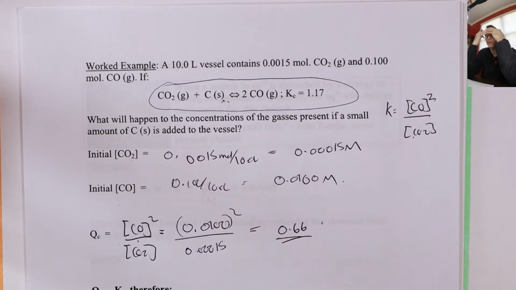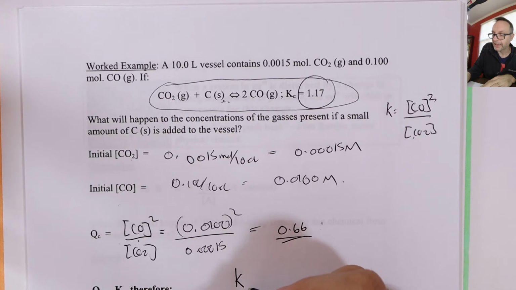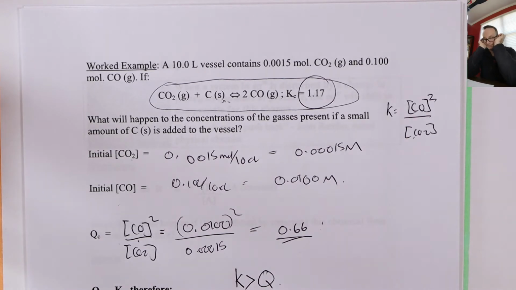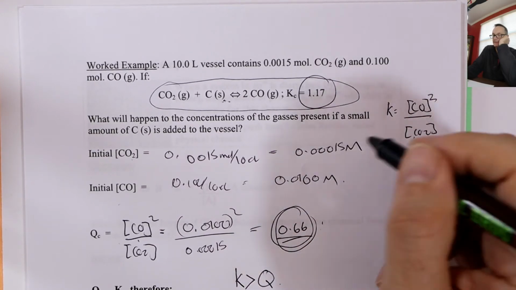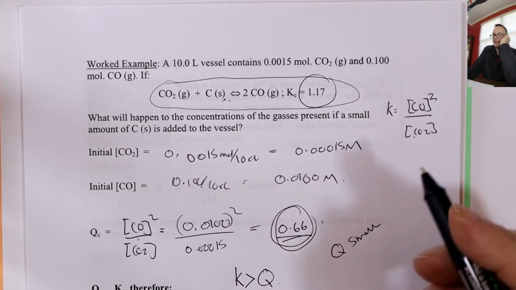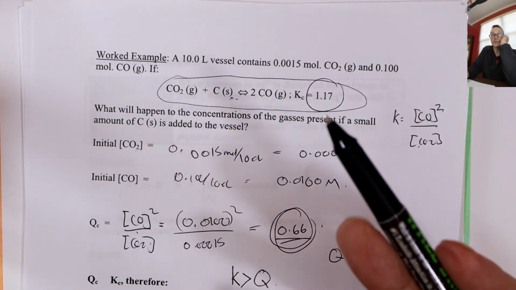Now, who's bigger, who's smaller? What have we found out? K is bigger than Q, or if you like, Q is smaller than K. So what does that mean? Since K, sorry, let's do it. Q is smaller. That means this ratio at the beginning is smaller than it should be, isn't it?